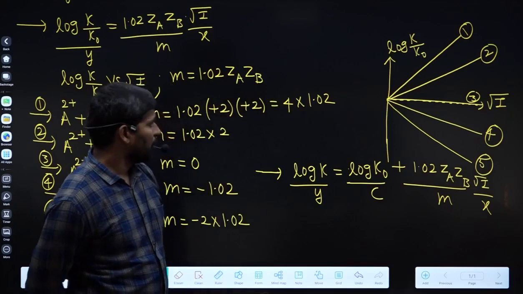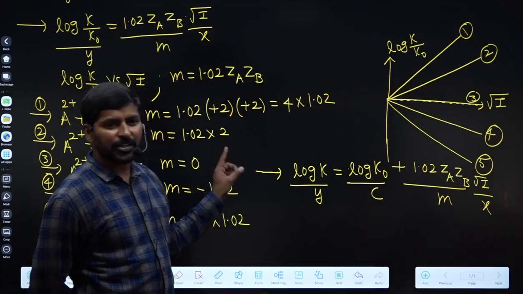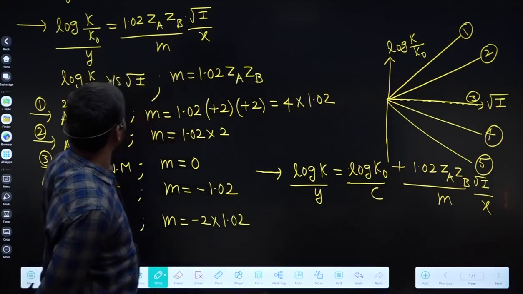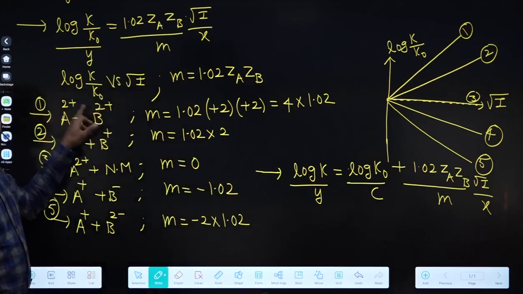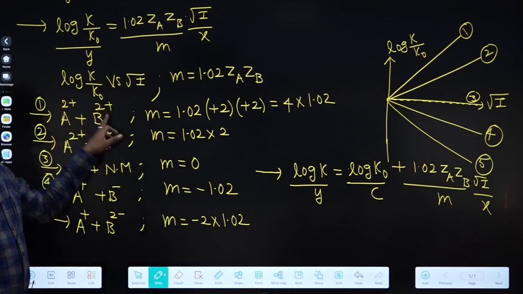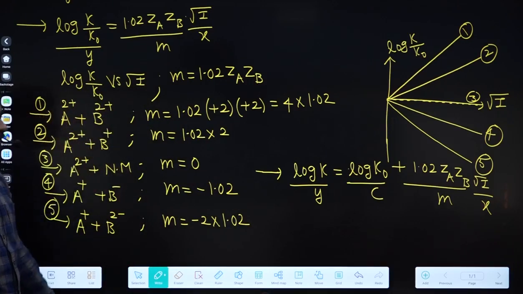Okay, right? So from the Bronsted-Bjerrum equation, one conclusion is, if you take a reaction involving same charged species, what about the effect of ionic strength on the rate of reaction?